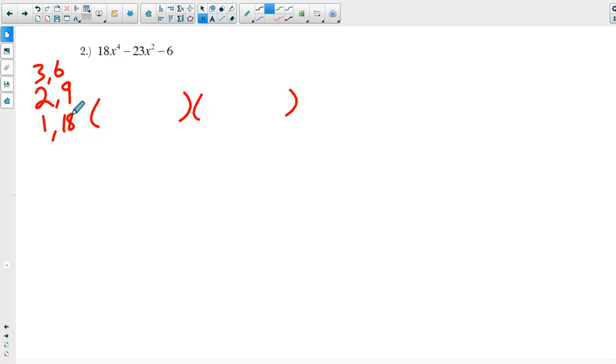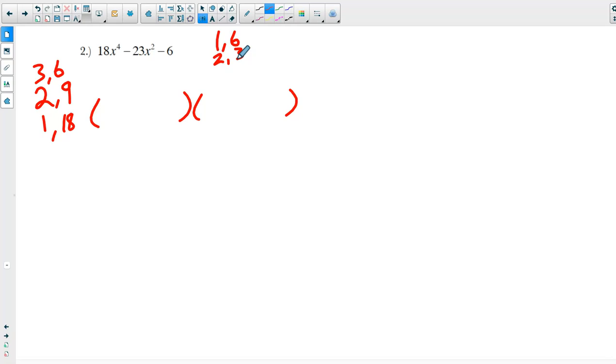Let's talk about 6. Let's list our numbers. What are our factors? 1 and 6, 2 and 3. All right, I need to get negative 23 in there. So when I look at that, I'm thinking negative 23.